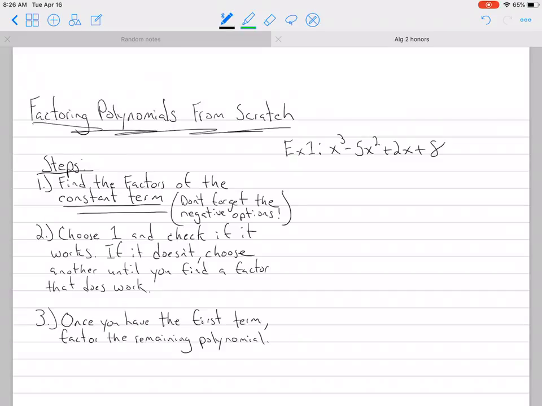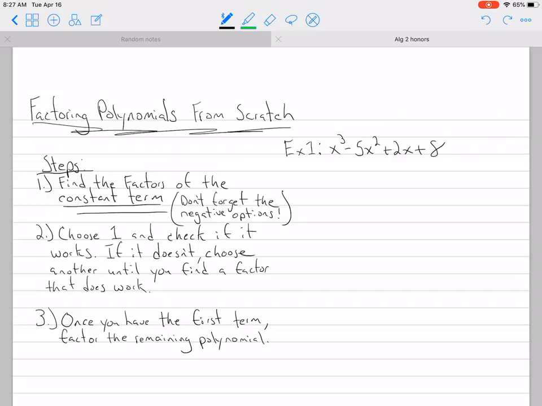First off, I want you to write down this example, and then I would like you to get down these steps. So the first step, you should find the factors of the constant term. In this case, we're talking about this 8 right here. So you want to find those factors. Don't forget that you have the negative options.